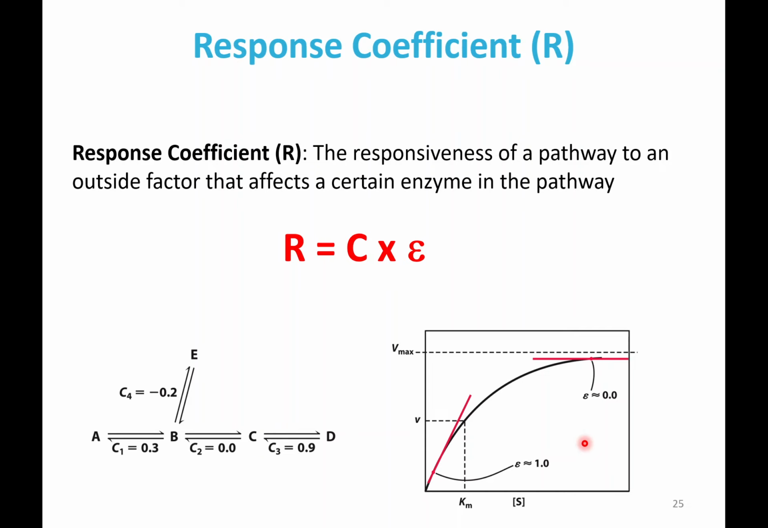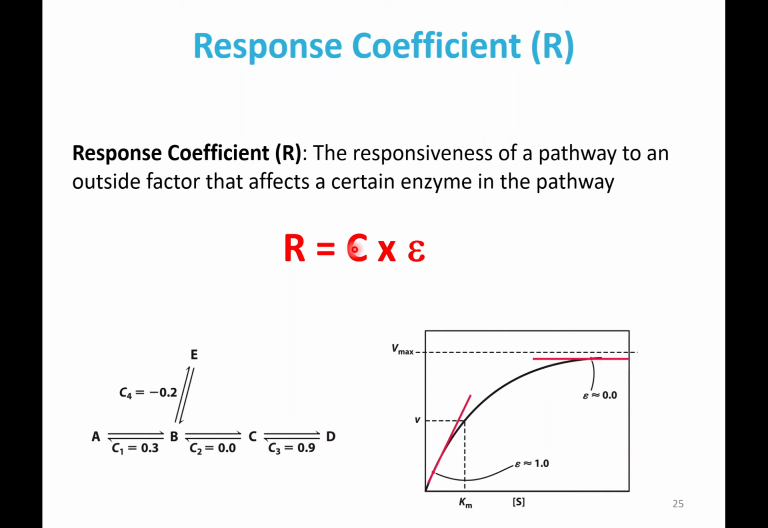Finally, we have the response coefficient, which is capital R. This is defined as the responsiveness of a pathway to an outside factor that affects a certain enzyme in the pathway. It's defined as the flux coefficient times the elasticity coefficient, which gives you the response. And that's really chapter 15, section 2 in a nutshell.